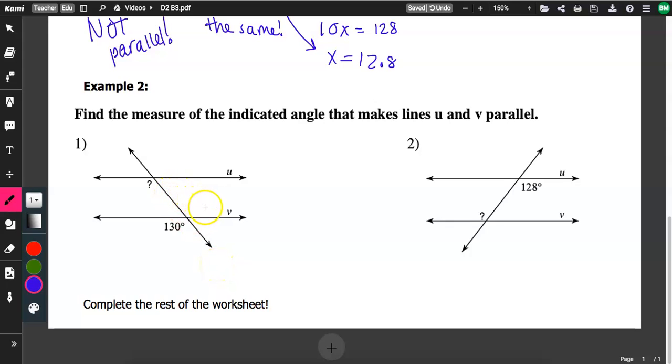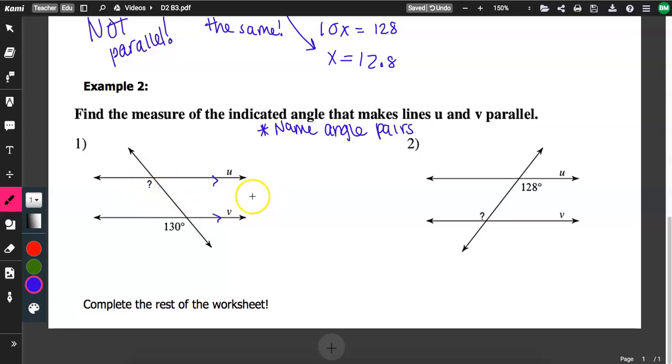Just a couple to get you started for your worksheet for this section. So you'll do these two together, and then the worksheet is more problems just like this one. So it says find the measure of the indicated angle that makes lines U and V parallel. So we're just using those definitions we wrote. I also want you to name the angle pairs as you do this, meaning use the vocabulary. How did you get that answer? So 130 and then the question mark here.